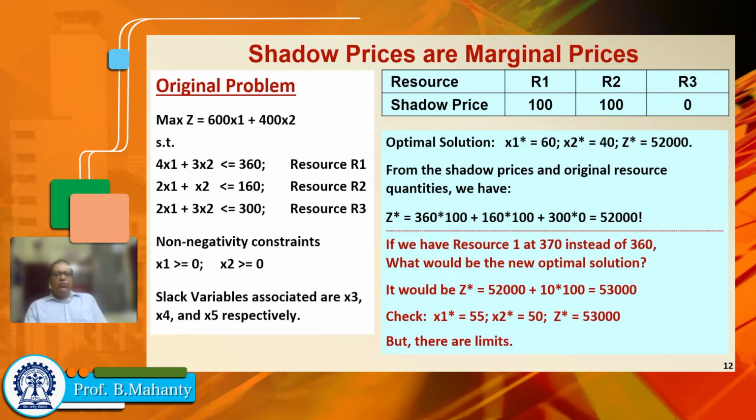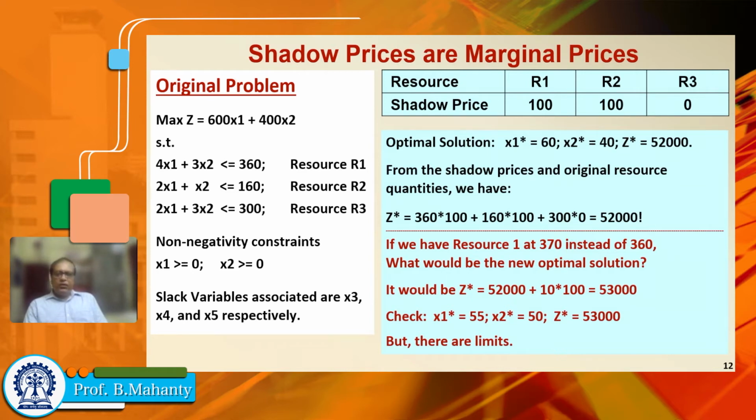So the new solution will be x1 star equal to 55, x2 star equal to 50, and z star will be 53,000. Right? So you can just look here. We need not solve the problem. If the 360 becomes 370, straight away we can obtain the new solution, and from the shadow price we can also find out the value of the Z star. So what would be the new value of Z star from shadow prices? It should be 370 into 100 plus 160 into 100. So 37,000 plus 16,000 equal to 53,000 again.